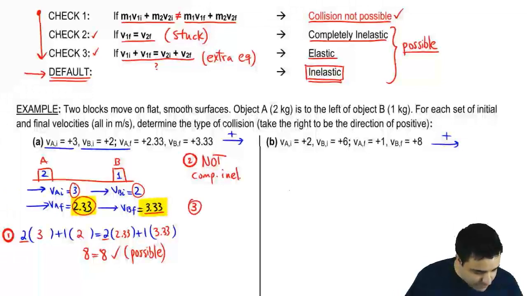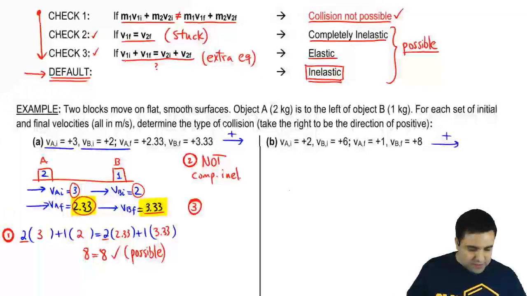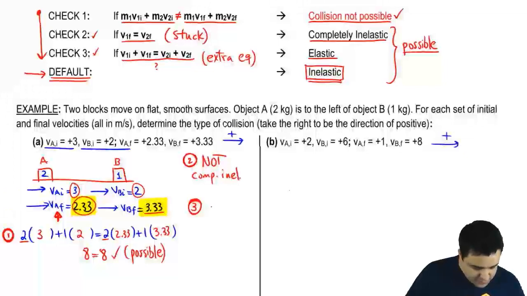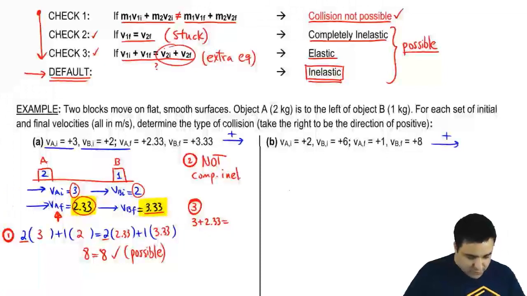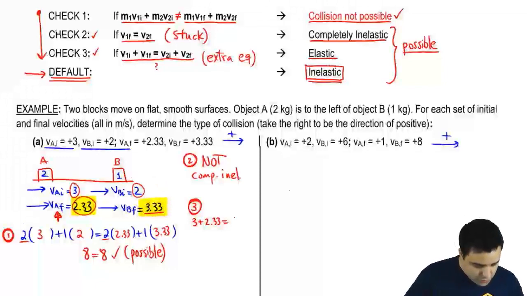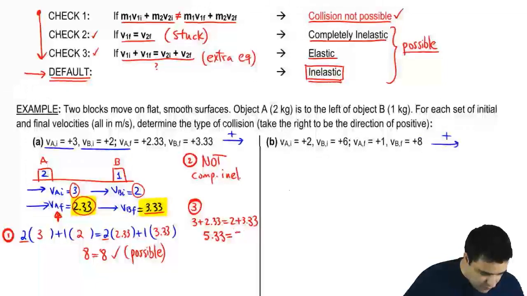Let's check for the third one. Do these velocities match? So the two velocities for one equal the two velocities for two. The velocities for one are here, and it's three, it's kind of tight here, 3 plus 2.33, okay? And then equal the velocities for initial and final for the second object, which are these here, 2 plus 3.33. And I hope you see here right away that this is 5.33 equals 5.33. It matched, it is correct.